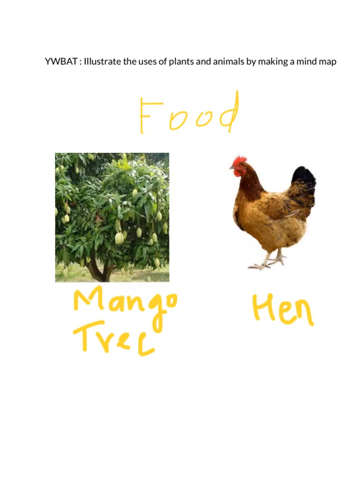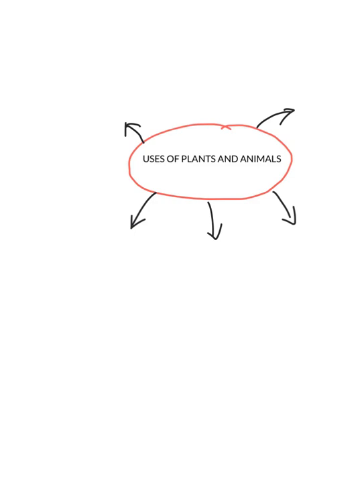So today we are going to learn to illustrate, means to draw the uses of plants and animals by making a mind map. Let's see how to make a mind map and also draw or illustrate the uses of plants. Let's see how to draw a mind map. So this is a mind map.